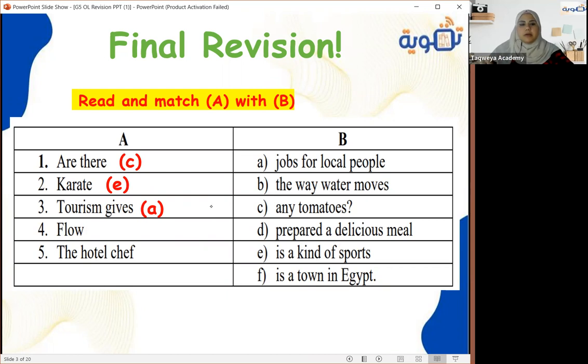Number 4, flow. Flow is a verb or a noun. Let's have a look and see. Flow will take the answer number B, the way water moves. And finally, the last one, number 5, the hotel chef. The hotel chef, what does he do? We need a verb again, all right? In this case, I would choose number D. The hotel chef prepared a delicious meal.